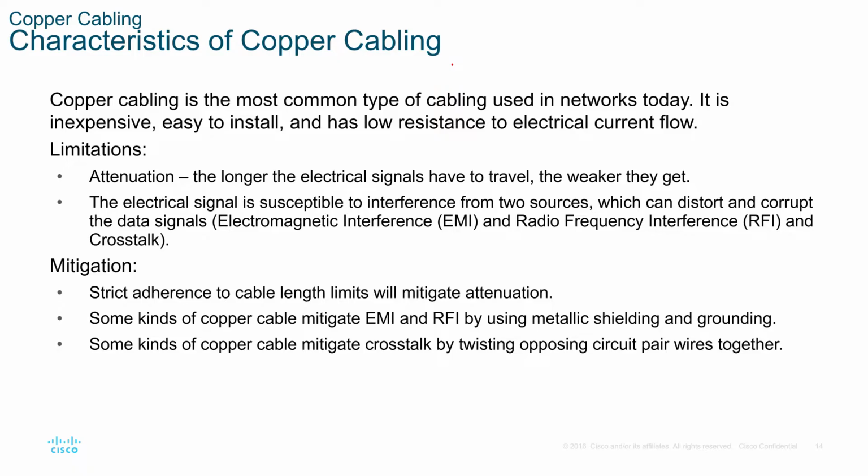To mitigate problems with data getting corrupted, we need to have adherence to the cable length limits for the different technologies. Different types of copper cabling can mitigate both EMI and RFI by using metallic shielding. And some kinds of copper cable mitigate crosstalk by twisting opposing circuit pairs of wires together.